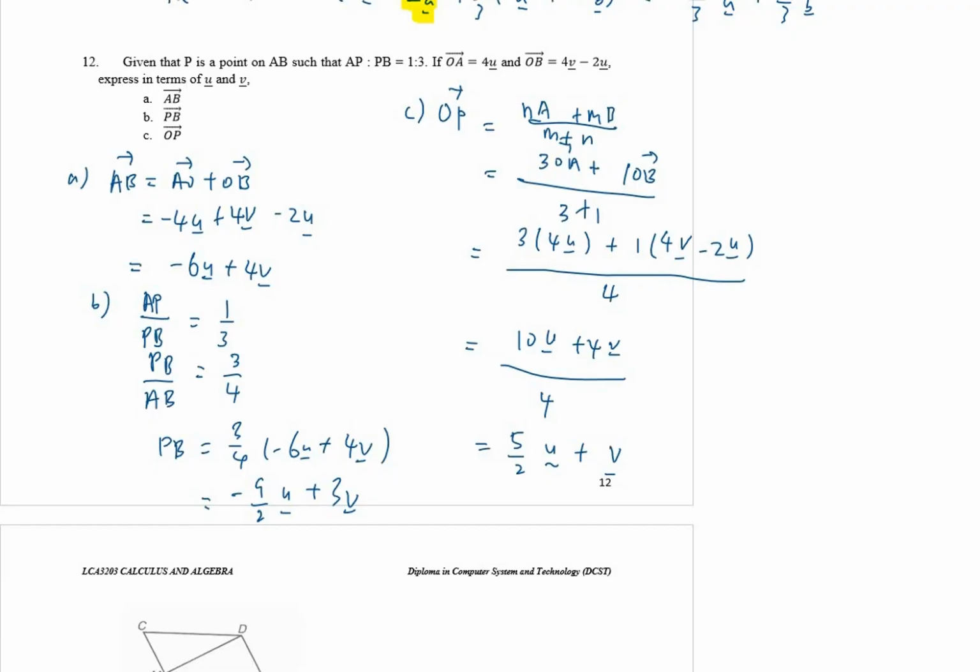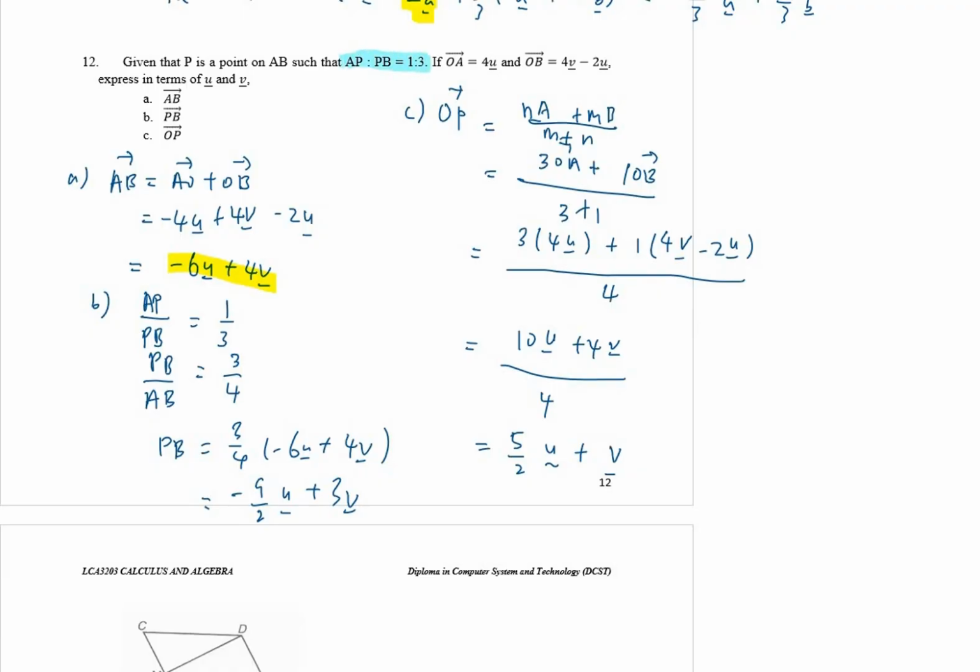Okay, so we want to find AB. AB, as usual, is AO plus OB. AO is the opposite of OA, plus OB. So you get negative 6u plus 4b. Next, you want to find PB. So you have no choice, you need to use the information that they give you.